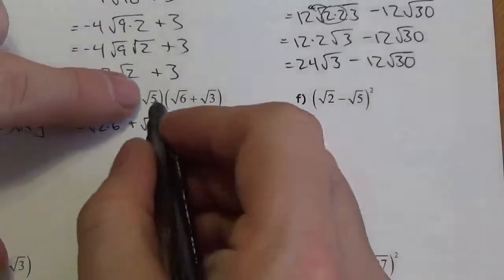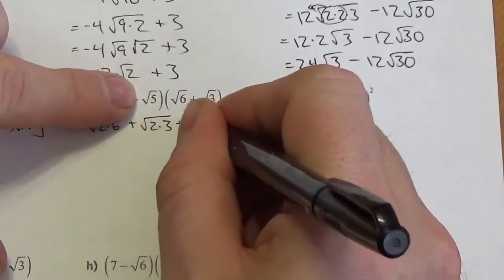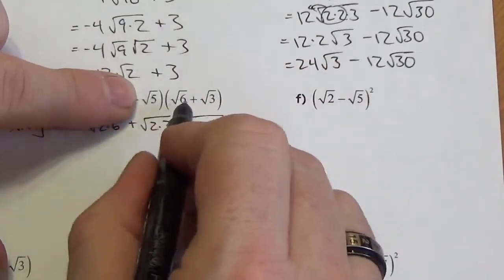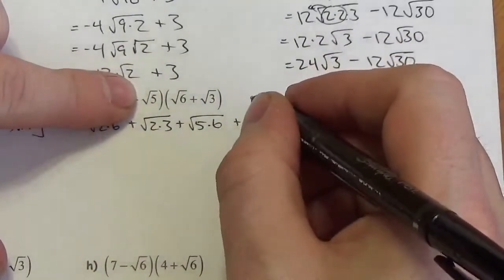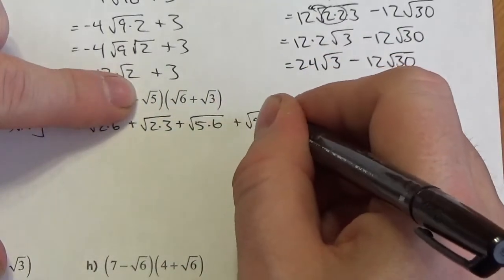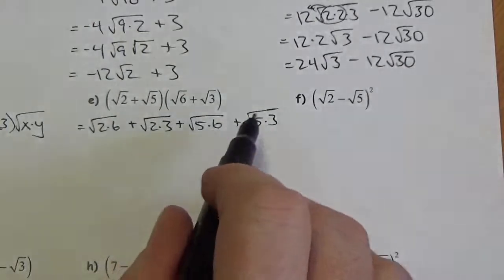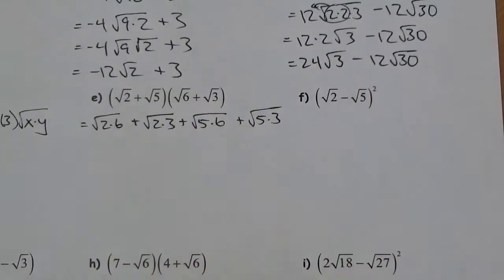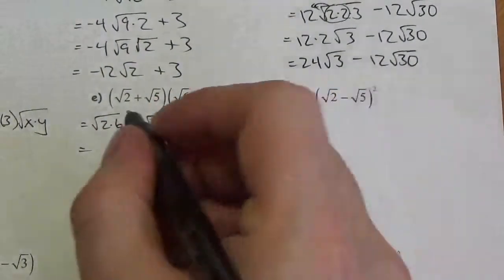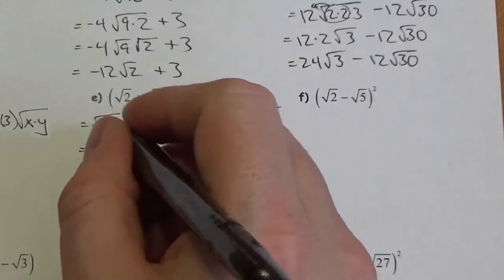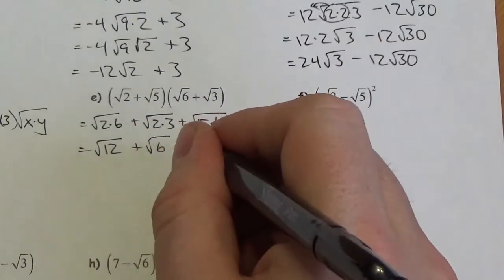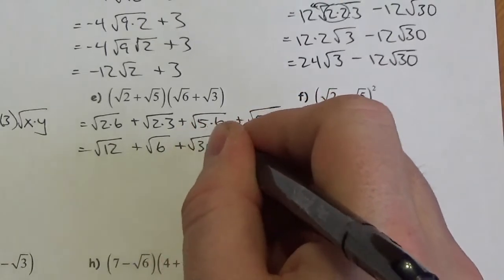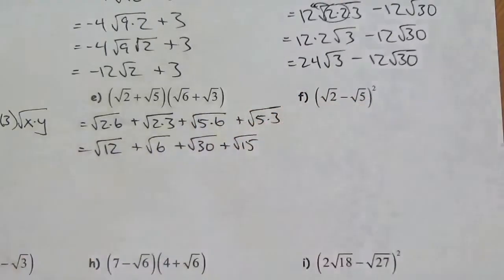Done. Now I look at the 5. So this becomes root 5 times 6 when I multiply those two radicals together. And then I multiply the root 5 by the 3. So this becomes root 5 times 3. Now let's simplify. So this will be root 12 plus root 6 plus root 30 plus root 15.